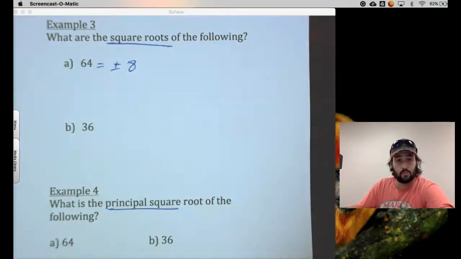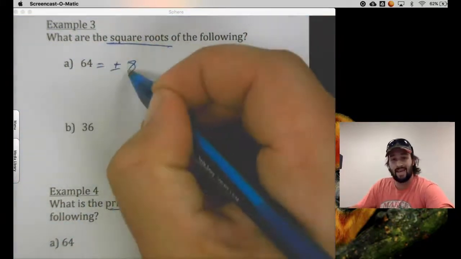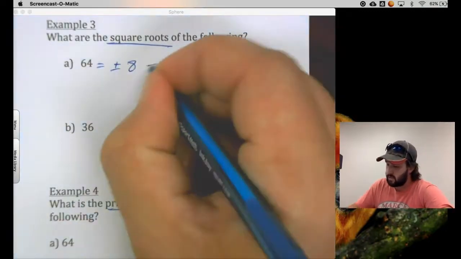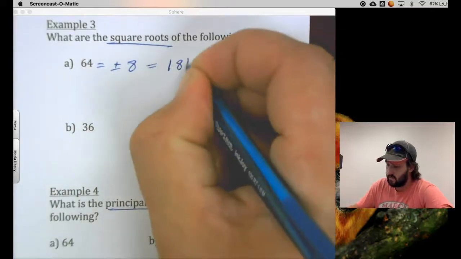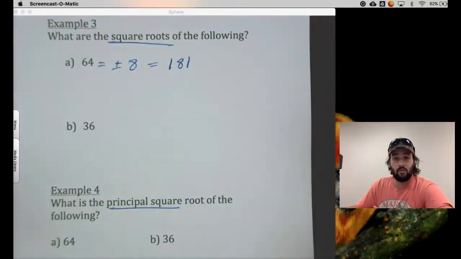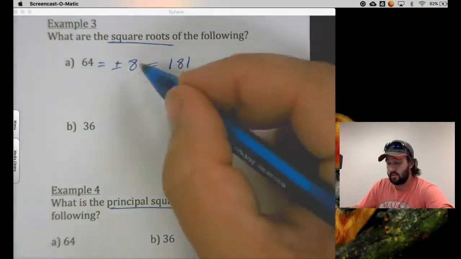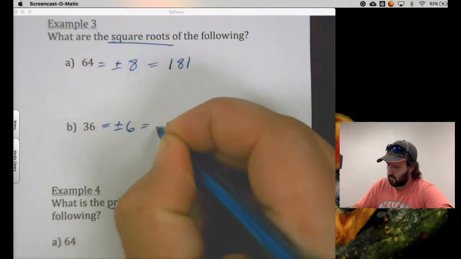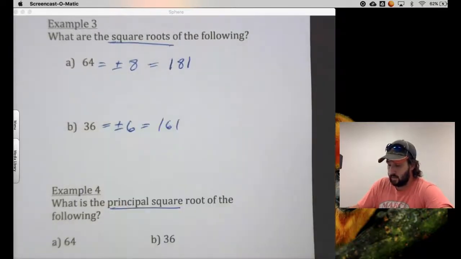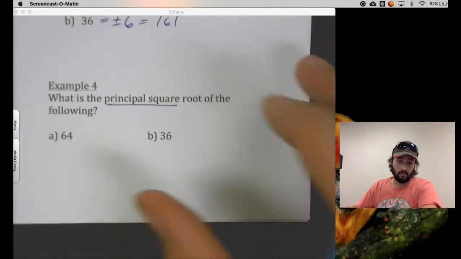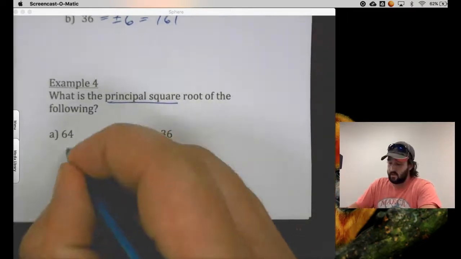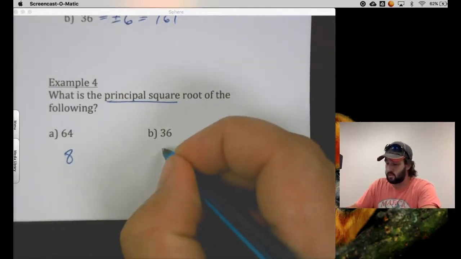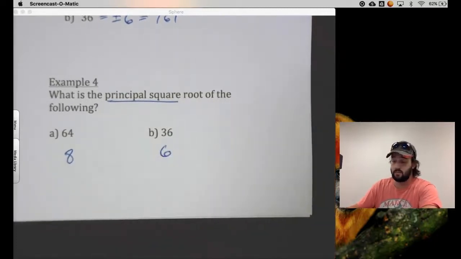So if I were to square root 64, or square either of these numbers, 8 squared is 64, just like negative 8 squared is 64. Sometimes this is written as the absolute value of 8, because either way you go from 8, it will represent 64. So this could be plus or minus 8, or absolute value of 8, either way. The principal square root is just the positive. So the square root of 64 is just positive 8 for the principal square root. Square root of 36 is just positive 6. It does not include the negatives there.